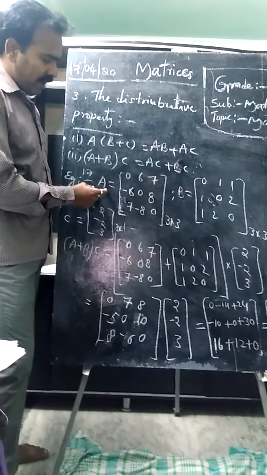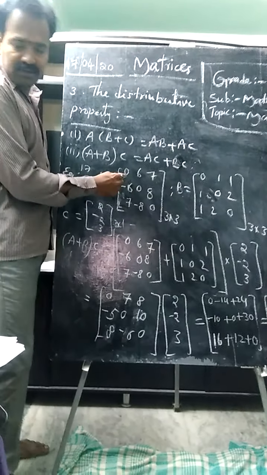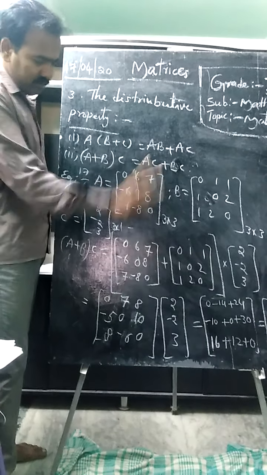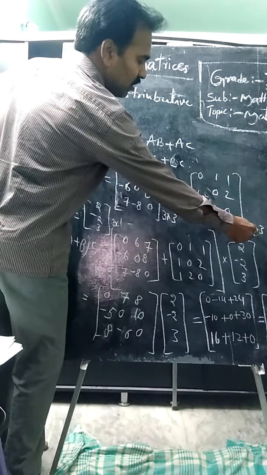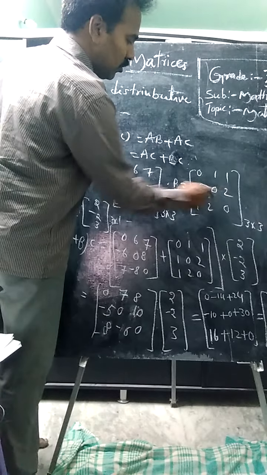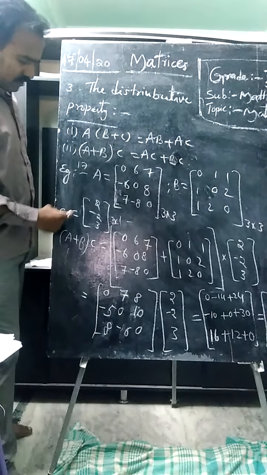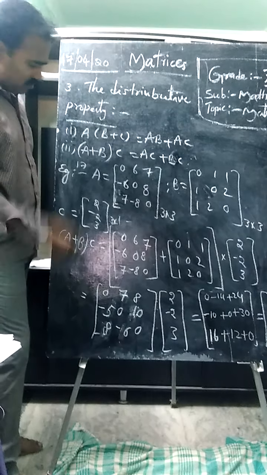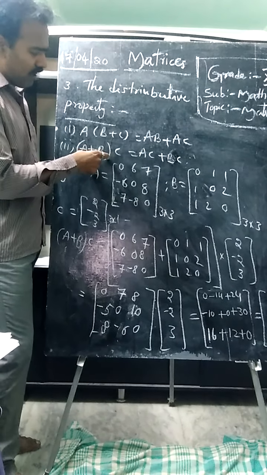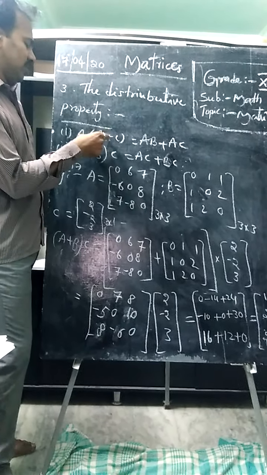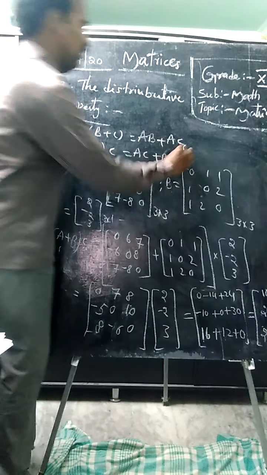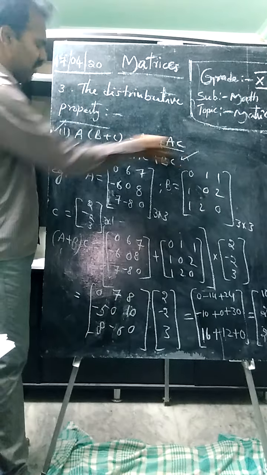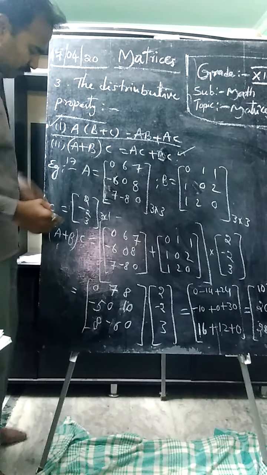So let us take matrix A, which is a 3 by 3 matrix: 0, 6, 7; minus 6, 0, 8; 7, minus 8, 0. Another matrix B, which is of order 3 by 3: 0, 1, 1; 1, 0, 2; 1, 2, 0. And matrix C: 2, minus 2, 3, which is of order 3 by 1. Let us find the value of (A + B)C, to check that (A + B)C equals AC + BC. Of course, the same thing we can apply in this one also. Let us complete this one.